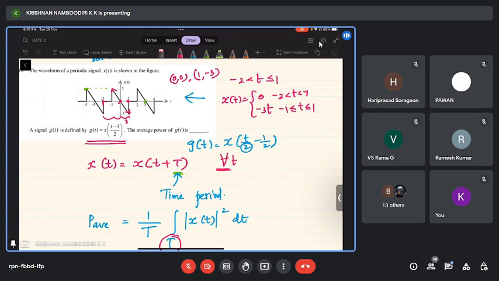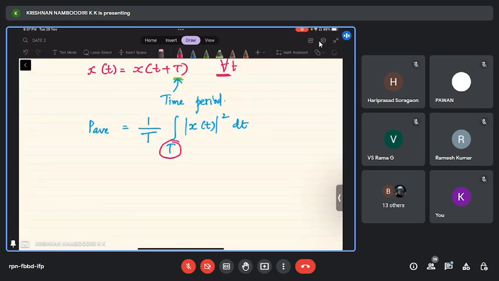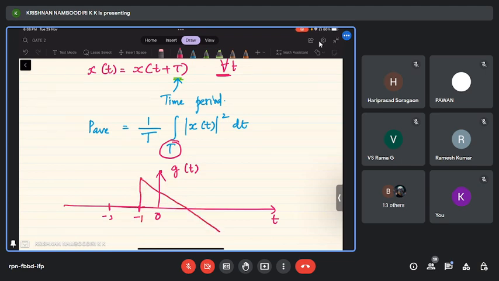Okay. So now what is g of t? I will draw g of t. This is t equal to 0, and g of t will have value from -3 to -1. This will have value 0, and from -1 to +3, the signal will have a shape that looks like this. Correct? So this is 3. Here the value is -3. Here the value is 3.